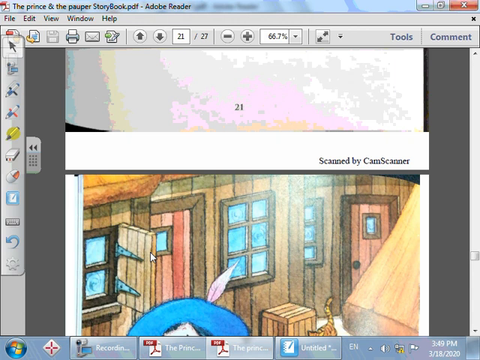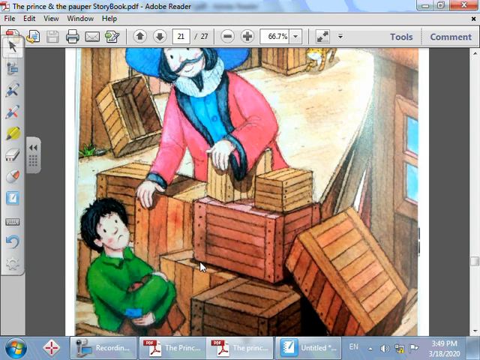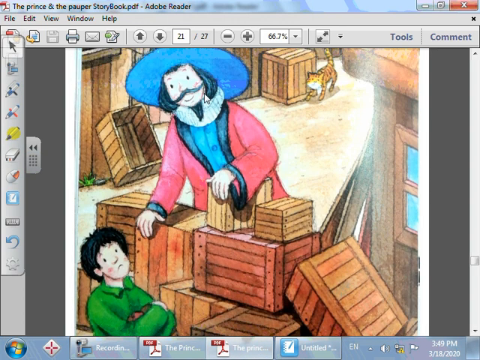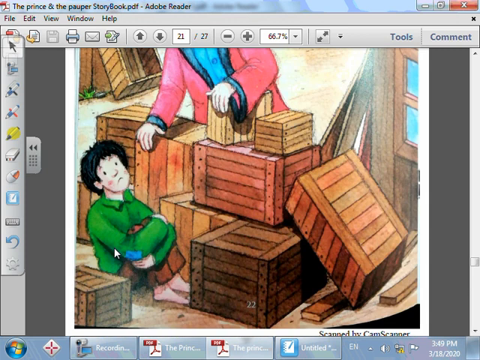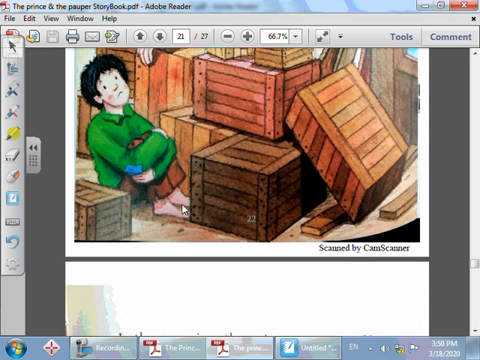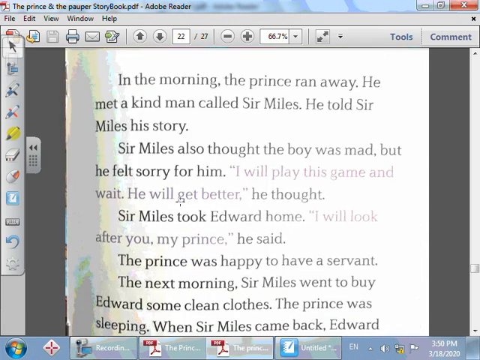Now go to page 22. Look here, guys. Who's that? Do you remember who's that? We said at the beginning of the story, who's that? Super, Sir Miles. Now, who's that sitting on the floor? Tom or Edward? Excellent, Edward, but wearing Tom's clothes. Okay, let us see what happened.